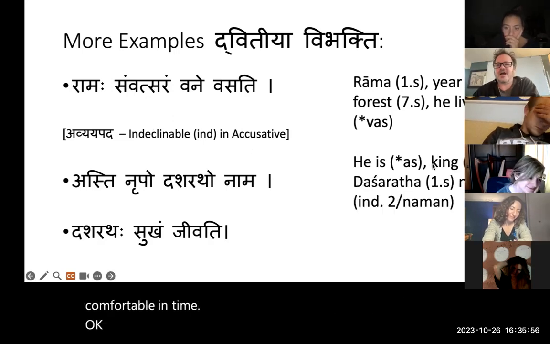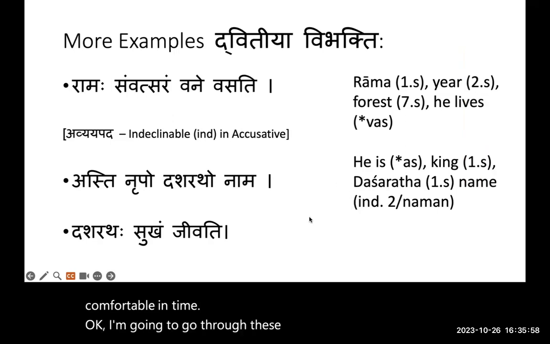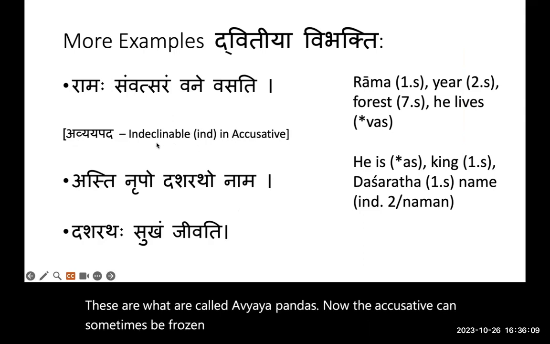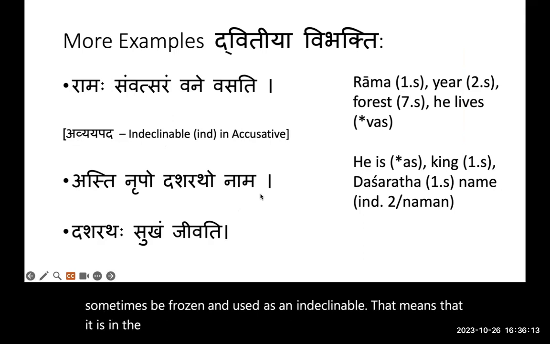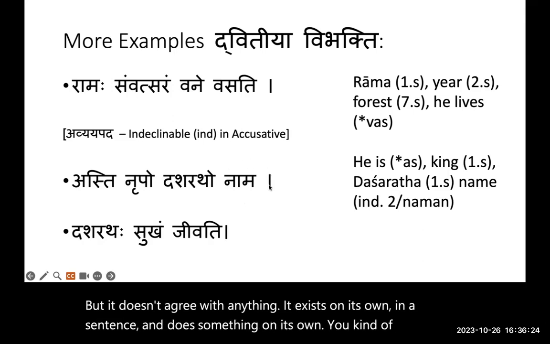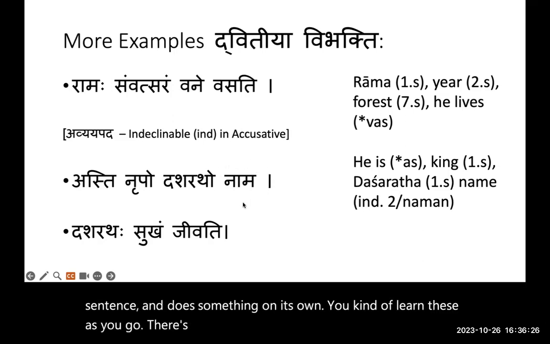Now, I'm going to go through these two because I want to explain some stuff to you. These are what are called avyaya padas. Now, the accusative can sometimes be frozen and used as an indeclinable. That means it is in the form of an accusative, but it doesn't agree with anything. It exists on its own in a sentence and does something on its own. You kind of learn these as you go. They're sort of like adverbs.